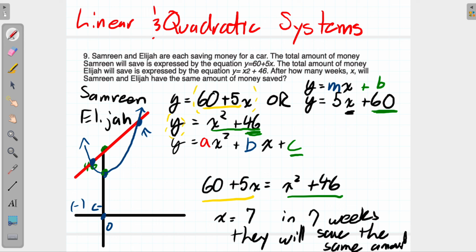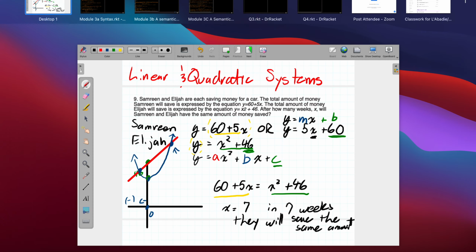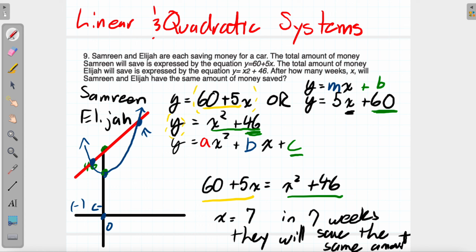And what we can do is, to get a good graphical reading of this, what is it that we're looking for? There's my Desmos graph. We're going to quickly graph the two of them. y is equal to, we said 60 plus 5x was one of the equations. And if you recall, there you go, we'll zoom out a little. There's one of the y-intercepts. The other one, which is Elijah's, I believe, was x squared plus 46.